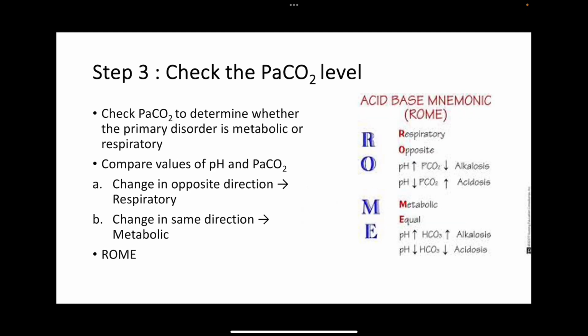Step 3 is to check the PaCO2 level. Check PaCO2 to determine whether the primary disorder is metabolic or respiratory. Compare the values of pH and PaCO2. If the change is in the opposite direction, it is a respiratory disorder. If the change is in the same direction, it is a metabolic disorder. So remember the mnemonic ROME.